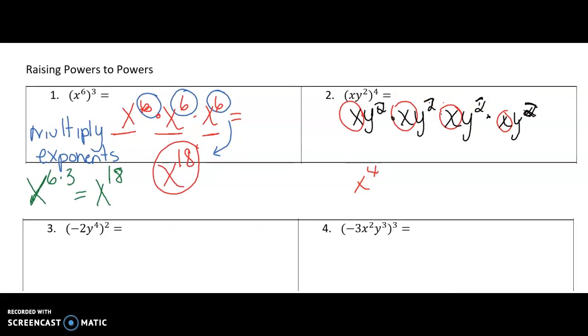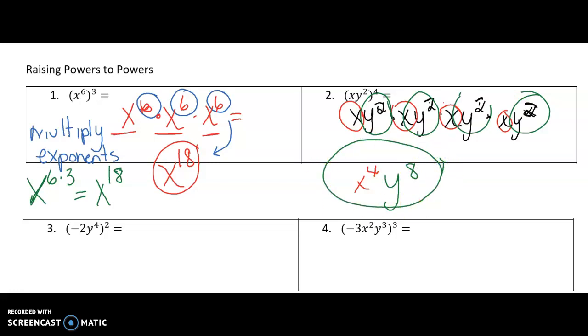Now let's go ahead and do our y's. We got y to the 2nd, y to the 2nd, y to the 2nd, and y to the 2nd. So in total, we have 8 y's. So our final answer is x to the 4th and y to the 8th, like that.